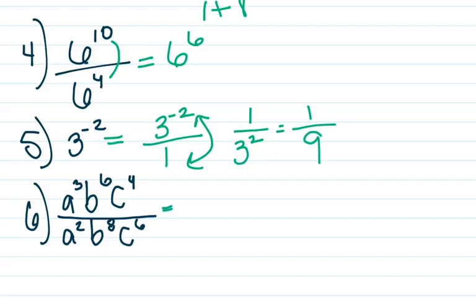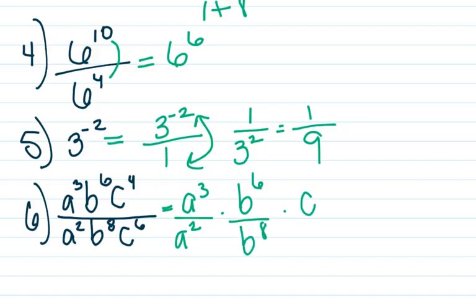Okay. Now this last one is a little more involved. There are different ways to do this. So let me just show you one way, and hopefully that makes sense. So what I would do is, if you're first learning how to do this, separate them all. So you have a to the 3rd over a to the 2nd times b to the 6th over b to the 8th times c to the 4th over c to the 6th. Now, I split them up because I can't put a with b. A can only go with a, b can only go with b, and c can only go with c. So hopefully this will make it a little bit easier for you guys.